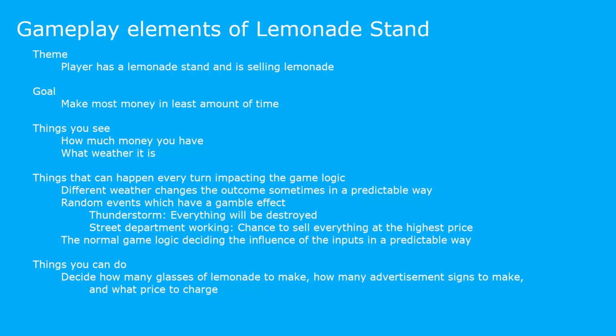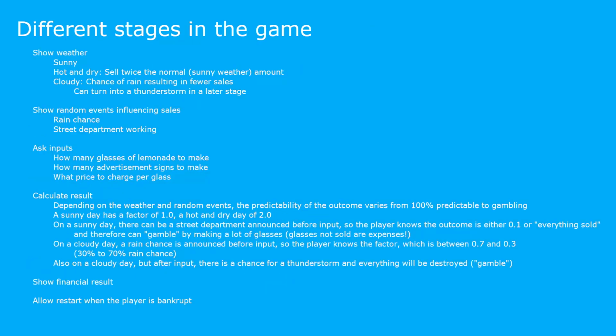The gameplay elements of Lemonade Stand can be described as follows. The theme is that the player has a lemonade stand and is selling lemonade. The goal is to make the most money in the least amount of time. There are things the player sees, like how much money they have, things that can happen like different weather or random events like thunderstorms, and things the player can do like deciding how much to produce and what price to charge. The game can be divided in different stages.